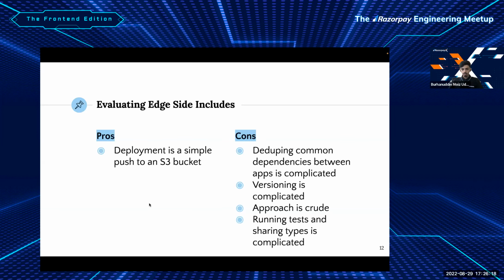And running tests and sharing types gets more complicated because everything is coming together at runtime, right, and not at compile time. So unless you have a monorepo and you have that stuff set up, things like these can get difficult, right?